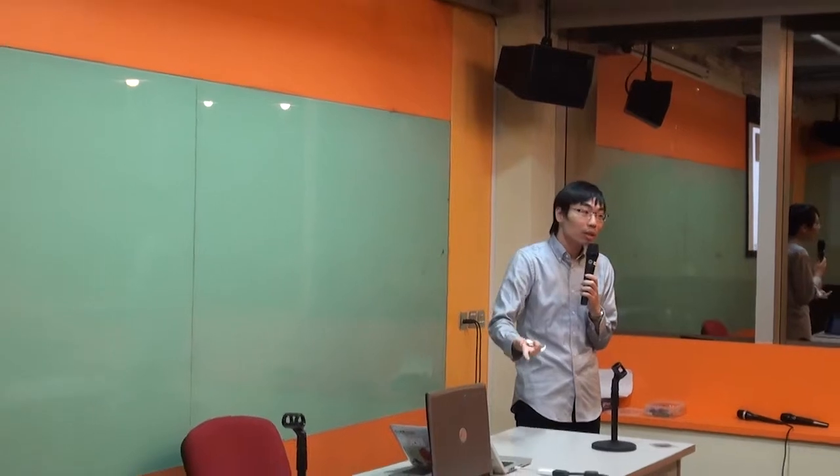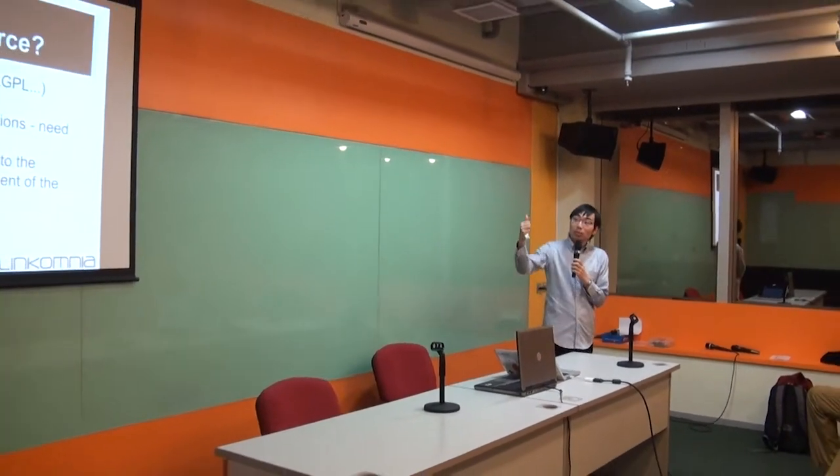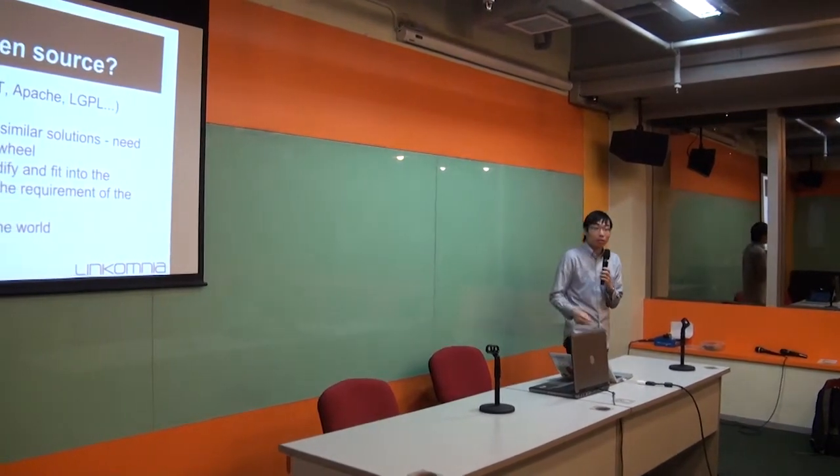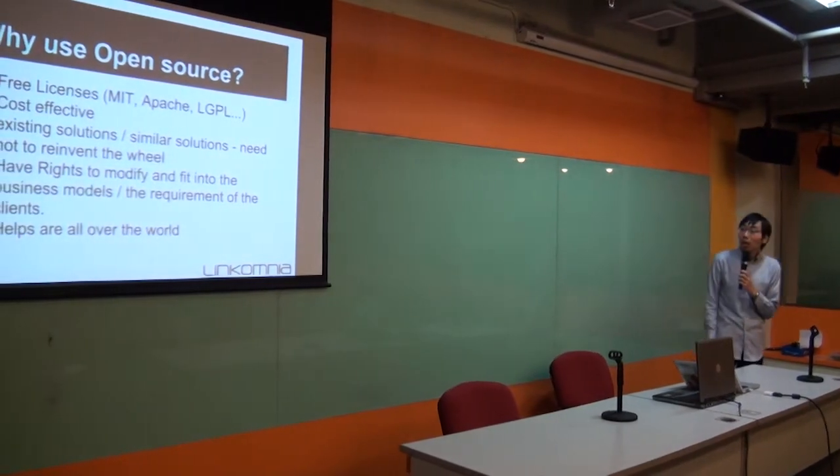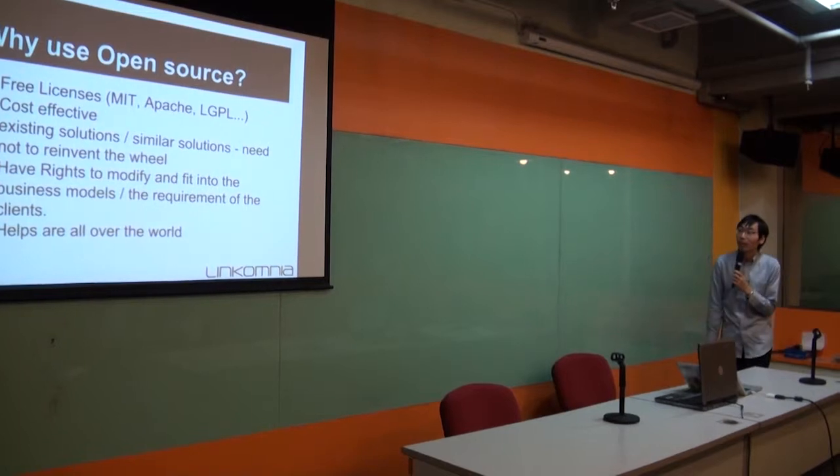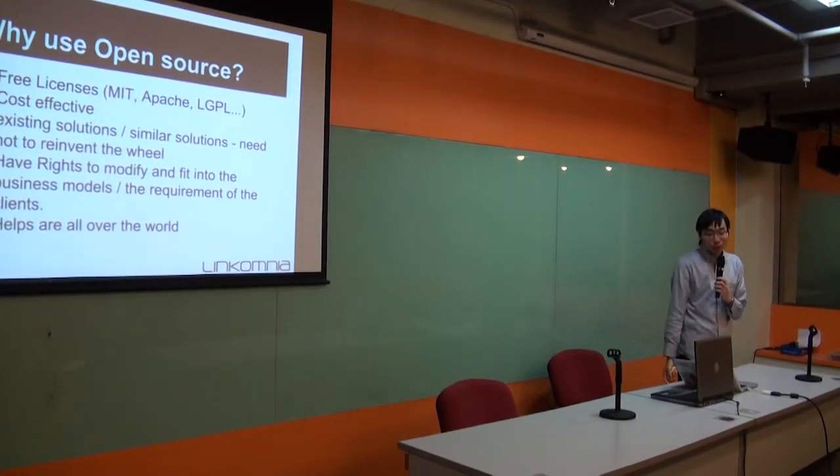So why use open source? Because they have free licenses, so you can modify it. But some licenses have limitations, such as GPL. If you modify it, you have to redistribute your modification to others to help the project. But with MIT and Apache, you can keep it for your own. Some big companies such as IBM, Apple, or Microsoft also use open source libraries, but they choose the MIT and Apache licenses, because of legal issues they cannot use the GPL part. It's also cost effective, there are existing solutions you can choose, you need not reinvent the wheel, and you have the right to modify.